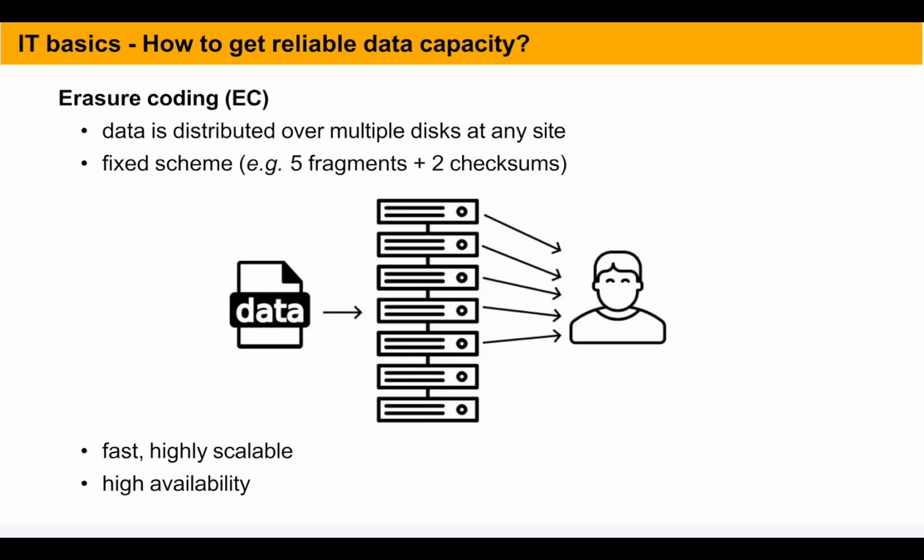Here, similar to RAID, your data is split on multiple disks, but they can be on any site, on different servers and different computers, doesn't really matter. In a fixed scheme, for example, split in 5 fragments plus checksums and distributed over a whole bunch of servers. This has the advantage that at any time you can add more disks or more servers and just increase the volume, and it's also high availability because all data is available on several computers, and depending on demands, the data is dragged from the one that has least to do at the moment.